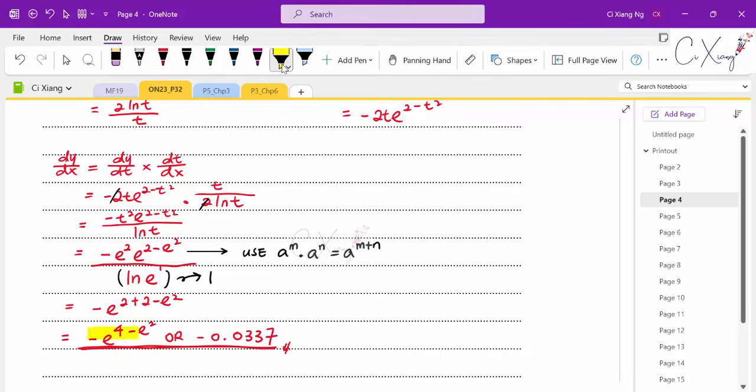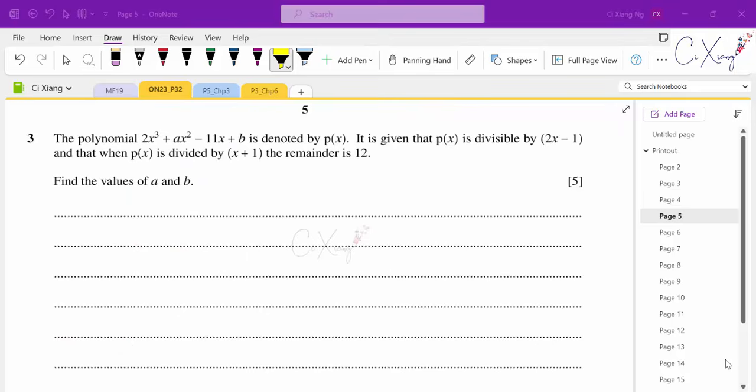For this question, they didn't mention what kind of answer you should leave as the final form. So it is not wrong to leave it like this, or you can change it to a 3 significant figure answer. Some students might also want to keep it in a fraction form in terms of e, which also can. Alright, so that's all for question number 2.